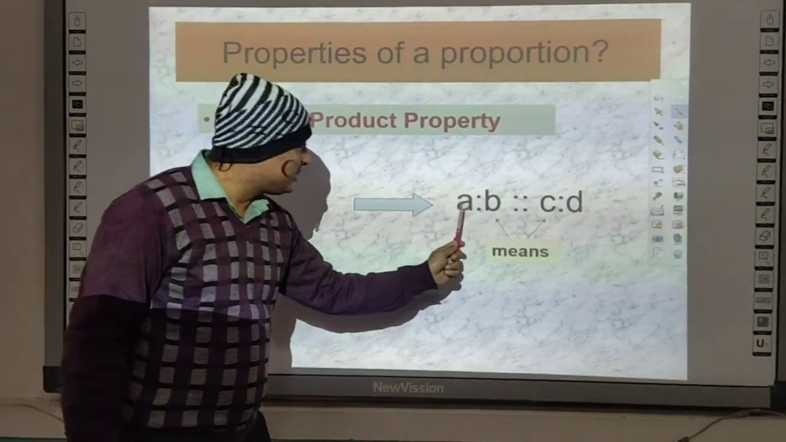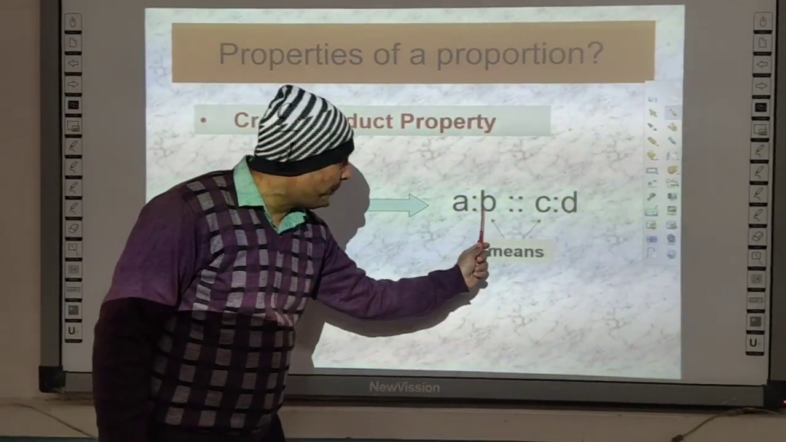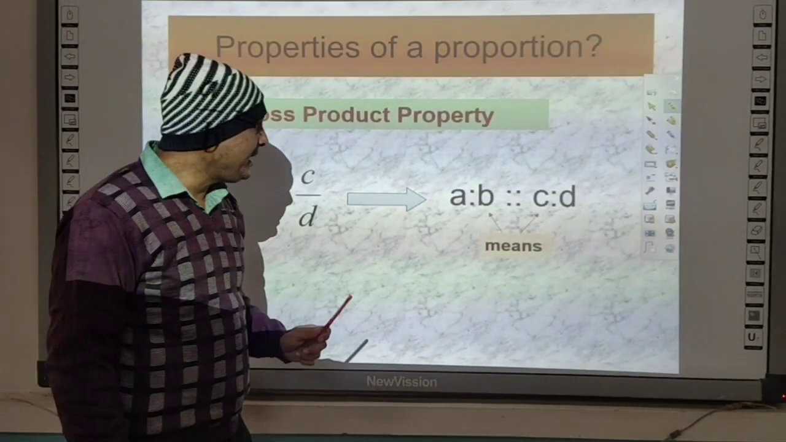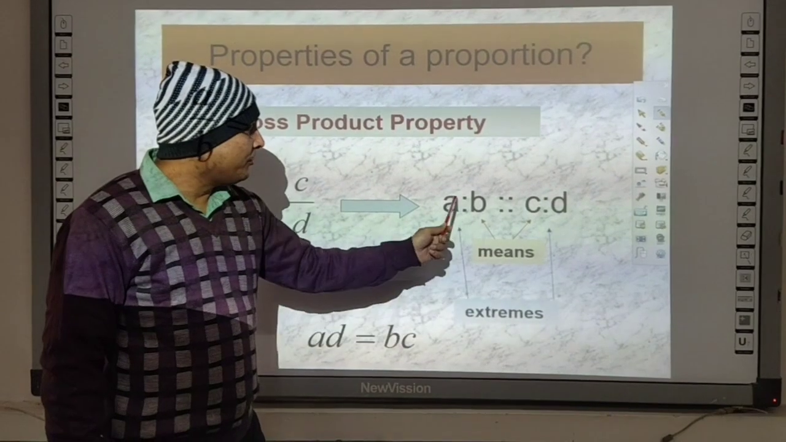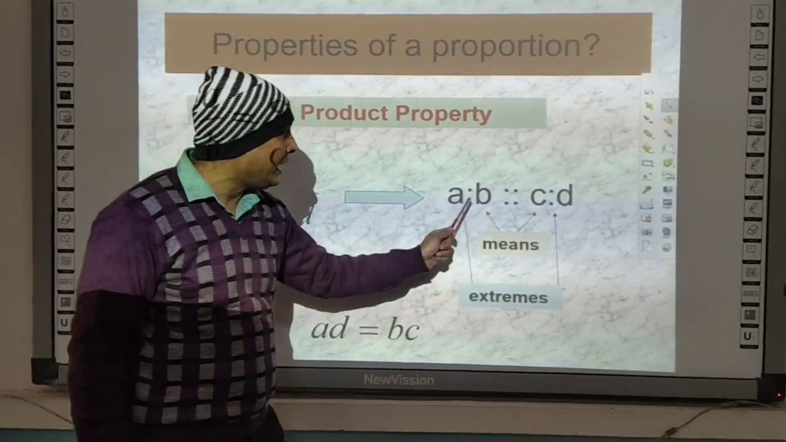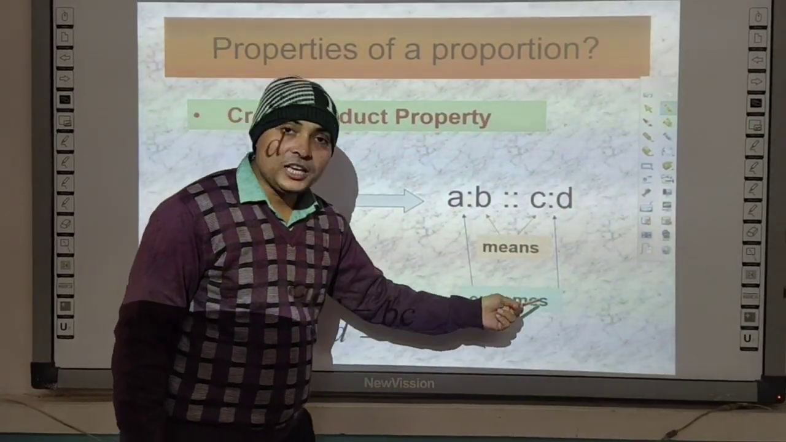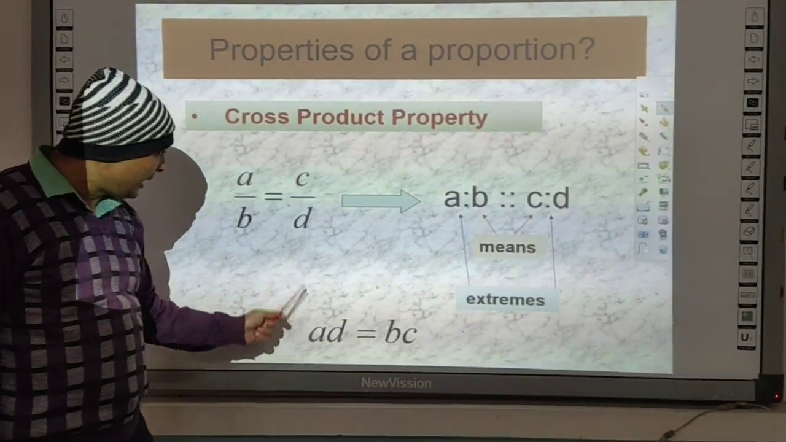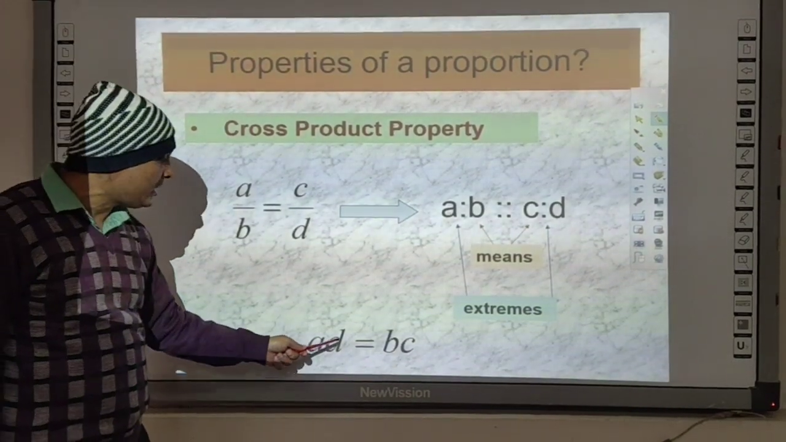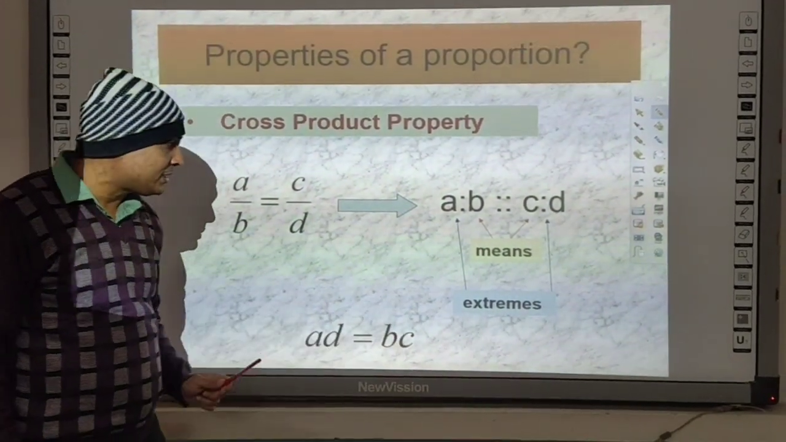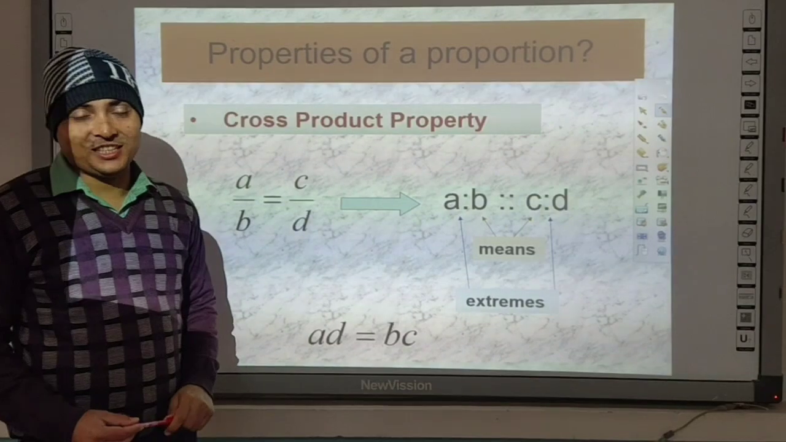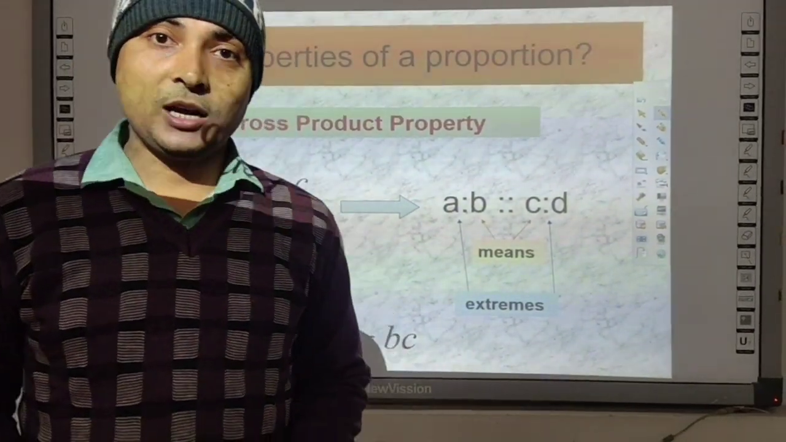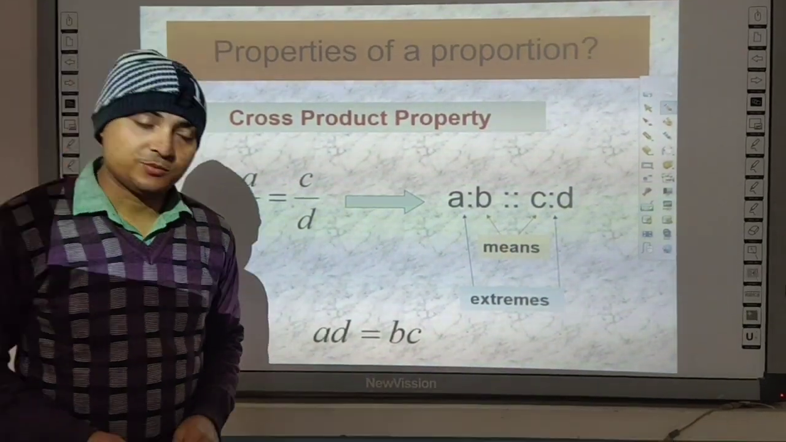Now one more thing: the terms which are coming in the middle, B and C, they are called means. And the terms which are coming outside, A and D, they are called extremes. So in the cross product property, we can say when we multiply cross, AD is equal to BC. So one more thing we can say here, that the product of means is equal to the product of extremes.